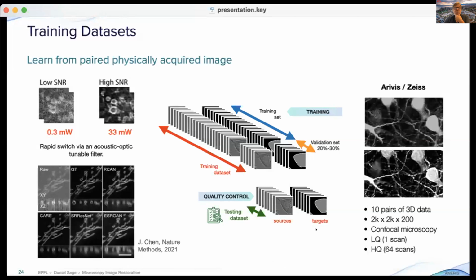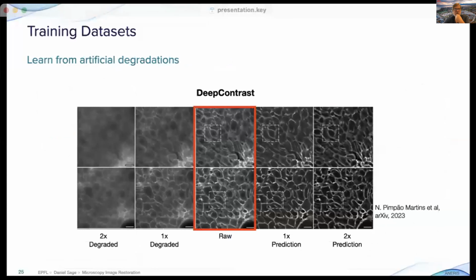Obviously, it's pretty huge. You usually have to take a lot of images. That's the limitation that we can have, and that's not so obvious. Here, the people have tried to match the confocal with one scan, low quality, with high quality with 64 scans. Another way to obtain the image is to learn from artificial degradation.